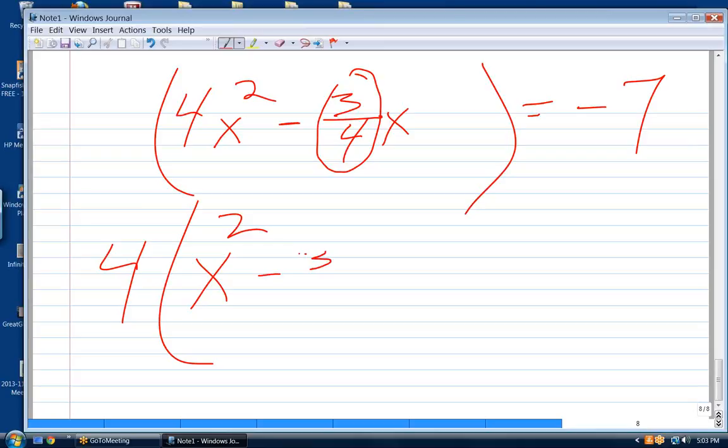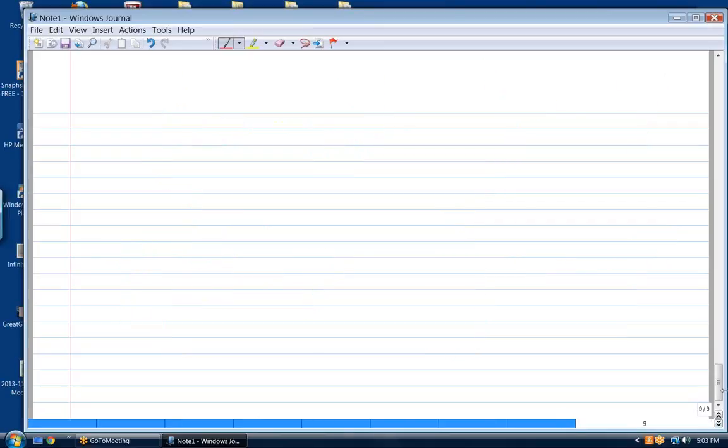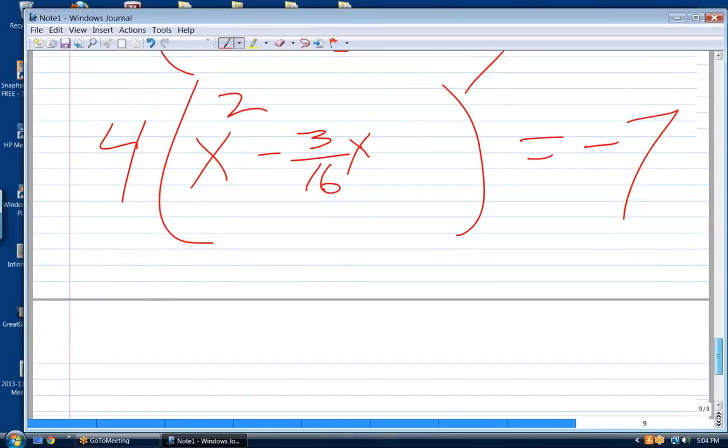So it would be 3/16 x. Right? In other words, I haven't changed it. If you redistribute this 4, you get 4x squared minus 3/4 x. Okay. Now what's the next step?